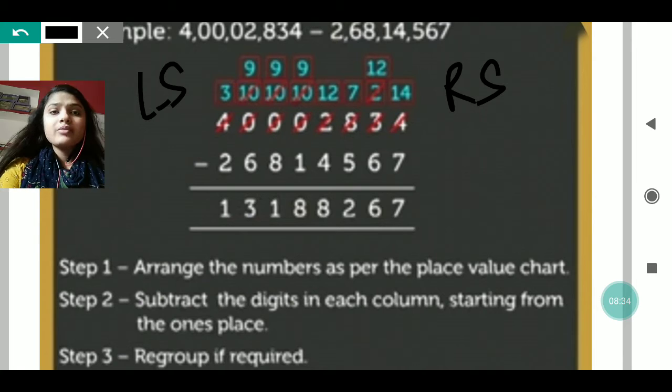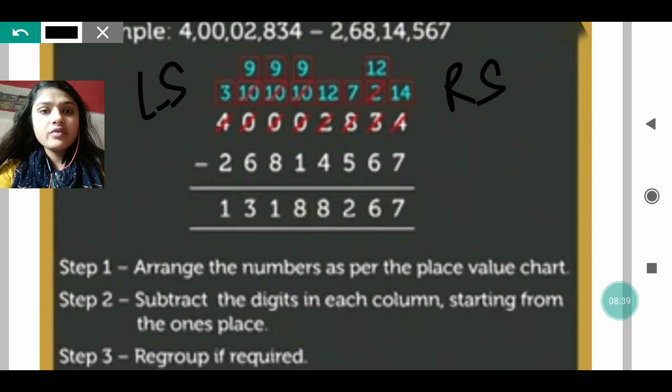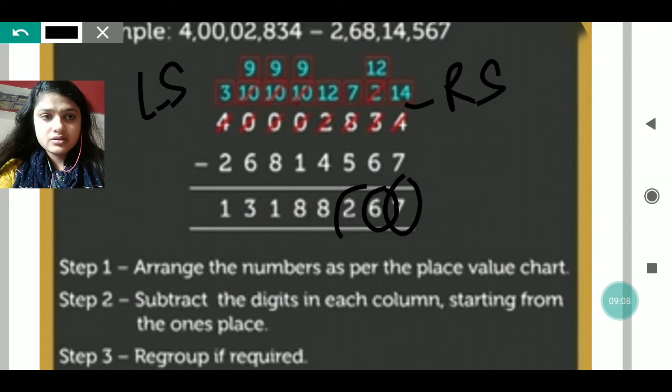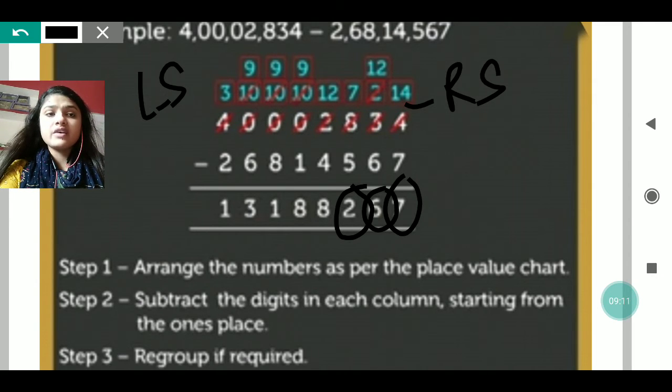Now we will start. 4 minus 7 is not possible, as 4 is smaller and 7 is greater. So 4 will take one carry from the digit next to it, so it will become 14. 14 minus 7 will be 7, which is written down here. After that it is 2, because 3 has already given 1 to 4. 2 minus 6 is not possible, it will take one carry, it will become 12. 12 minus 6 is 6. Now we have 7. 7 minus 5 we will get 2. Now again we will move ahead.